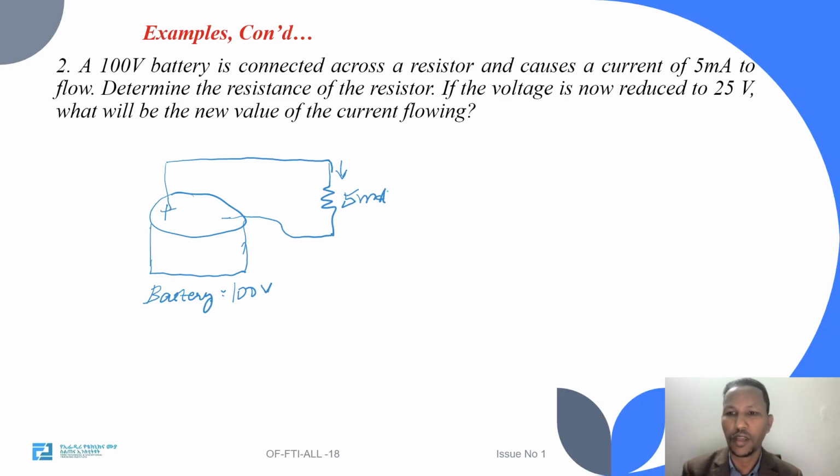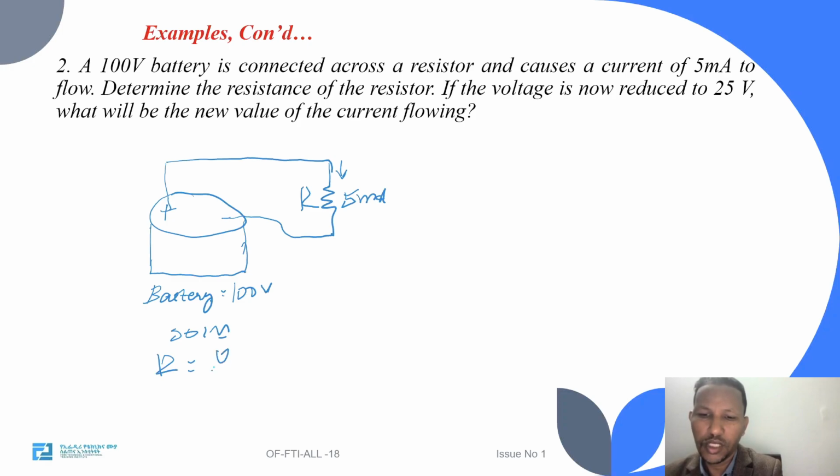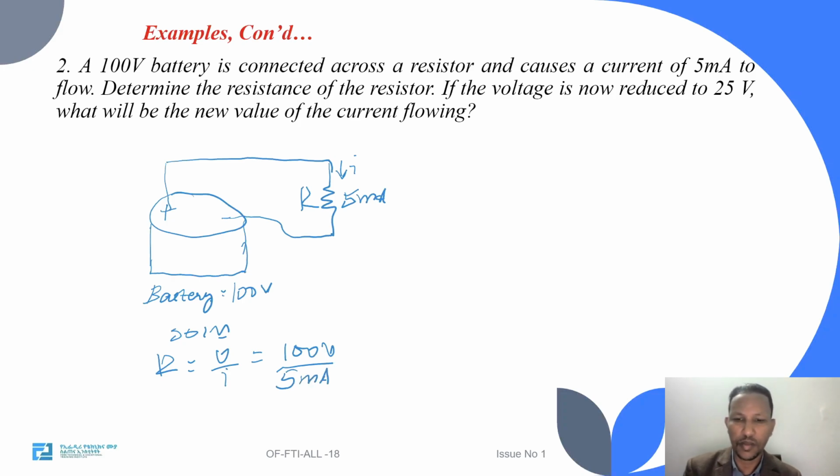5 milliampere. So we are asked to determine the resistance value. You can consider resistance as given by voltage over current. So the voltage is 100 volt. The current is 5 milliampere.